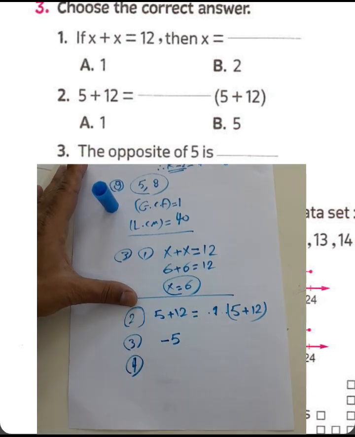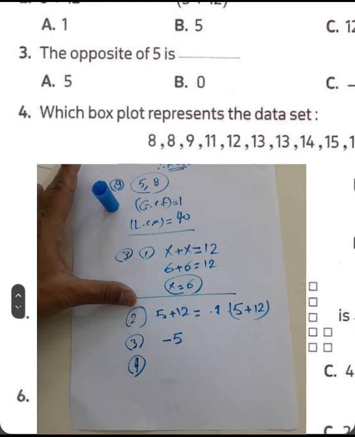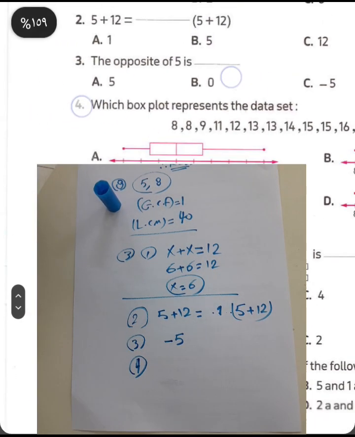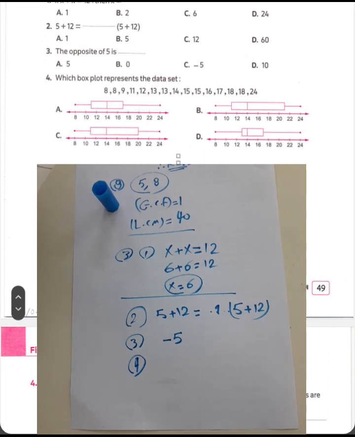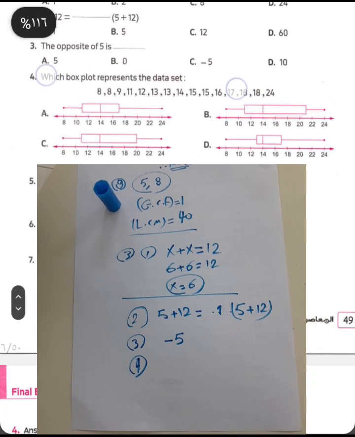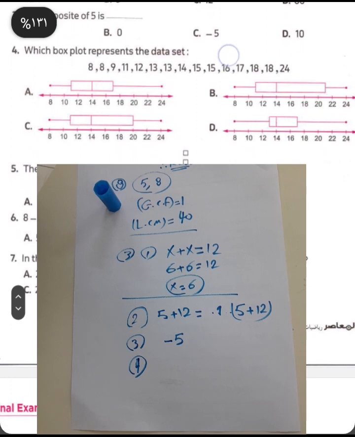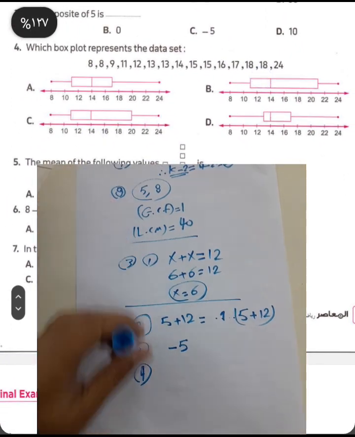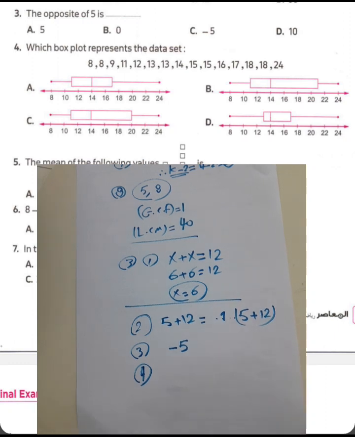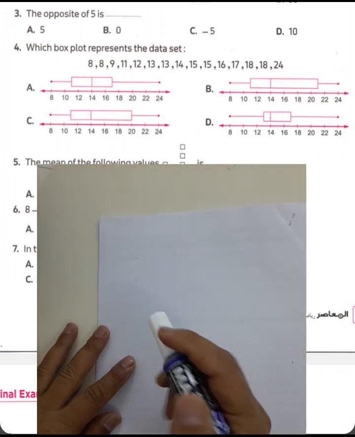Question number 4. Which box plot represents the data? Here, okay, we have the data, and we want to find which box plot represents the data set. First step, we must find the median, quartile 1, quartile 3, and the minimum and the maximum number. Okay, look at it with me.